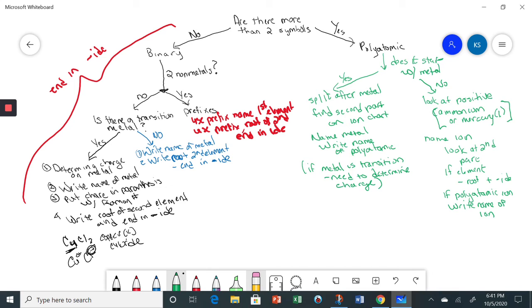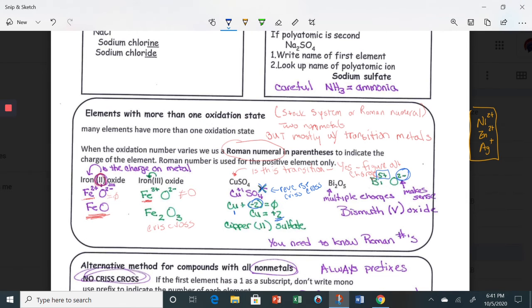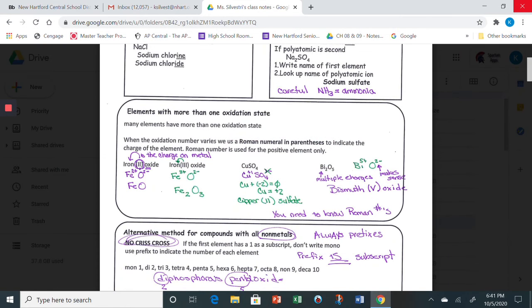That's a rough flow chart to try to get you through naming. You can always pause the video if you're trying to keep up to write down your flow chart. I'm going to go on, but you can pause it when you're ready and hit play to get more of the notes. Okay, so we're going to go on to the next page.